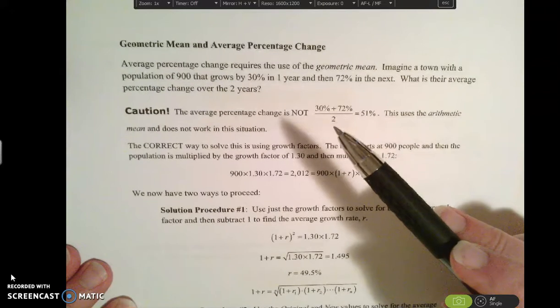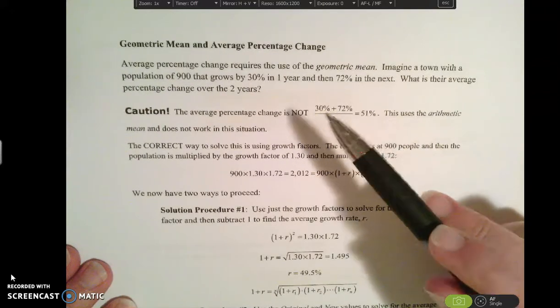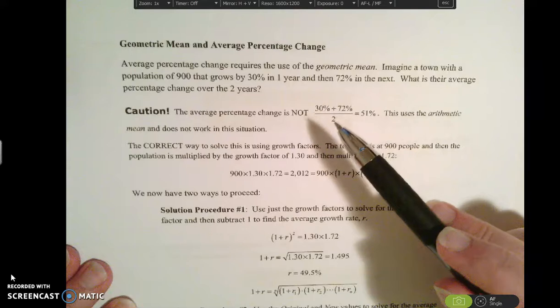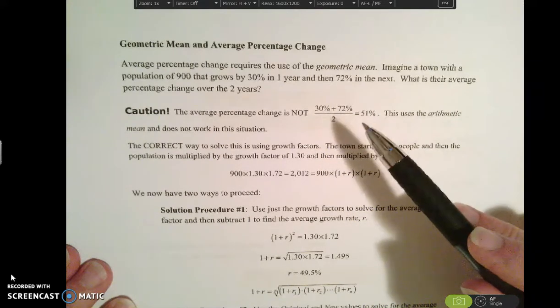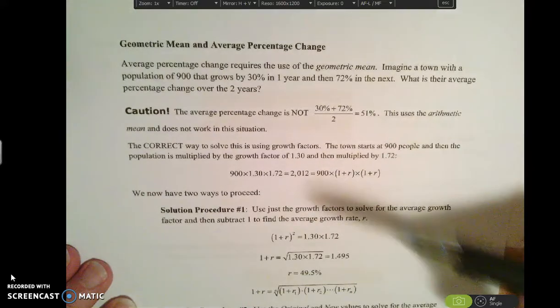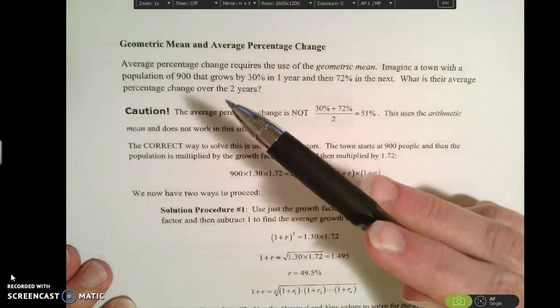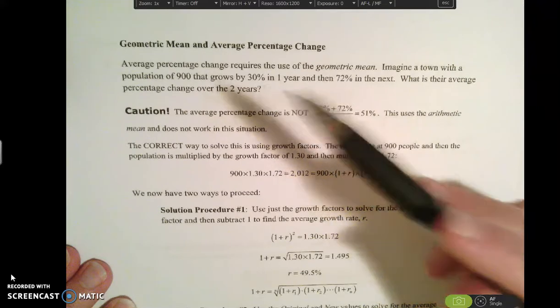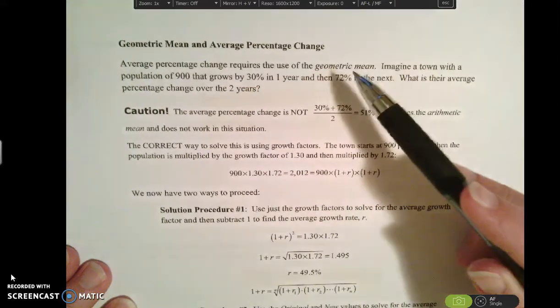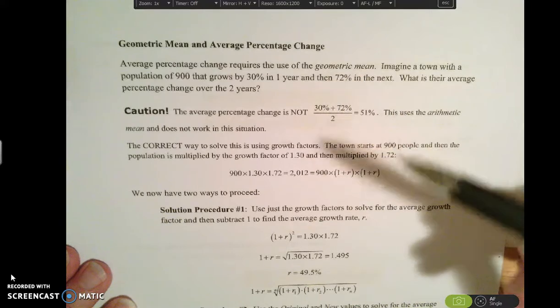An inclination is to take the two percentages and find the average, divide by 2 and get 51%. But that's not correct, because you have to remember that when you took the 900 people and grew by 30%, then when the next year grows by 72%, it's of the higher value. So you have to do it a little bit differently.